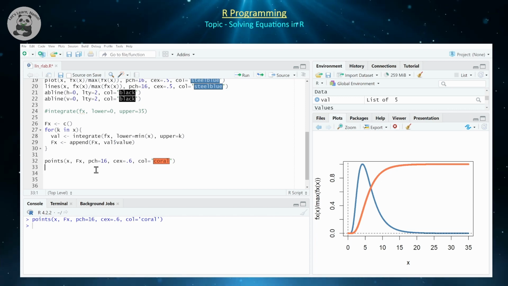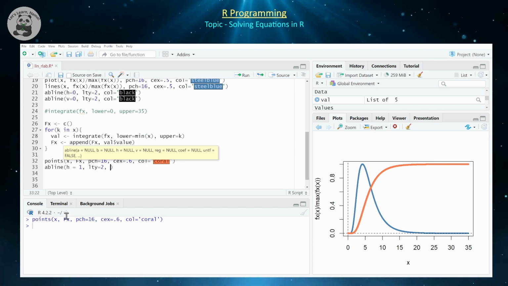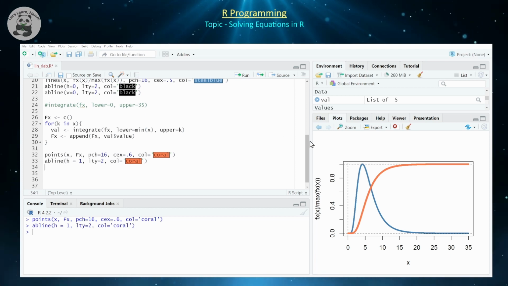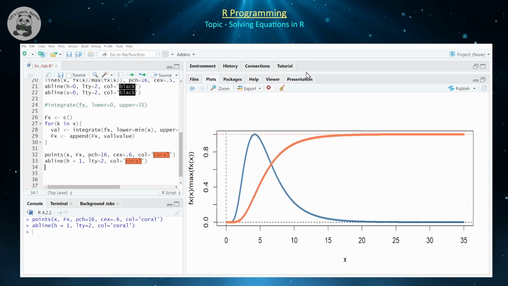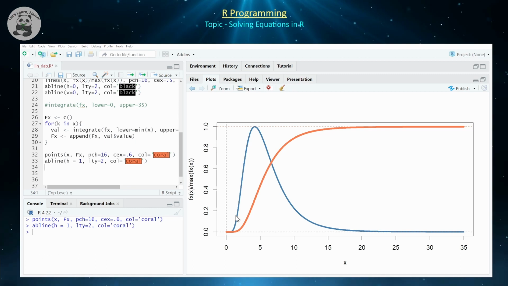If you remember any theory about CDFs, it is always an increasing function, so it should never go up and then down. It should always be increasing. And of course, you can connect those dots with lines if you have a bigger dx, but I'm not going to do so. Let's do a horizontal line of y is equal to 1, because that's the upper bound of every CDF. So lty is equal to 2, and then color is equal to coral. Right? So this is our PDF in blue, our CDF in coral. So now we are ready to find any percentile, at least rounded, of this log normal probability density function.